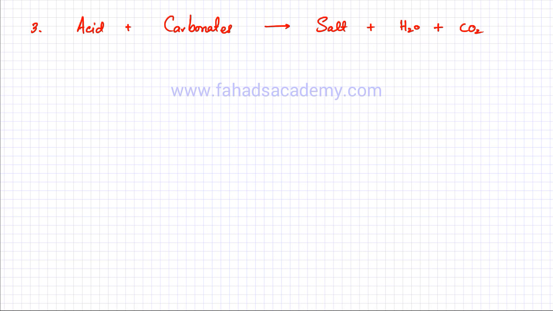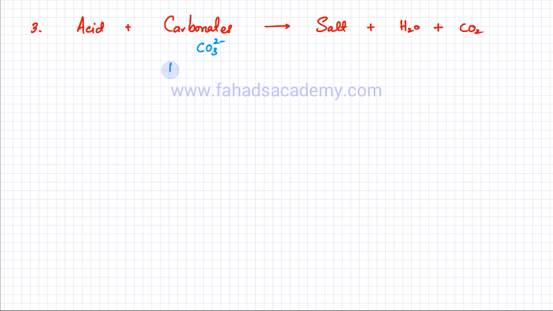The next reaction, or the third reaction, is acids with carbonates. They produce salt plus water plus CO2. Remember, carbonate is CO3 2 minus. It's generally a metal carbonate or an ammonium carbonate. A metal carbonate could be sodium carbonate, for example.